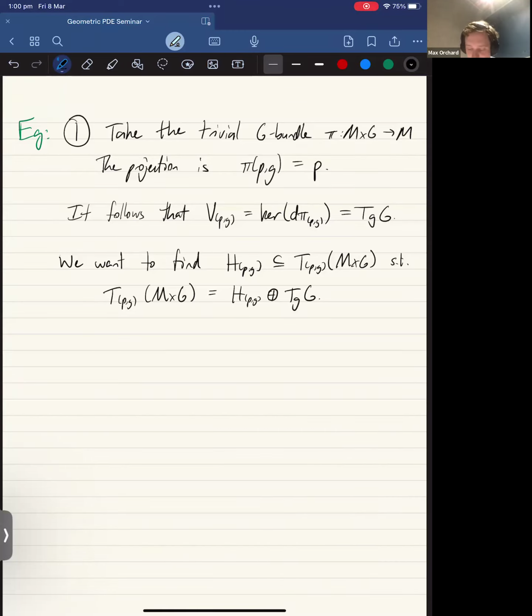Now, a natural choice is to set this to be equal to T_p M, because there's this canonical isomorphism of the tangent space of the Cartesian product splitting into the tangent spaces of both spaces, essentially. And this choice at every point gives us a connection. In fact, it's also a principal connection.